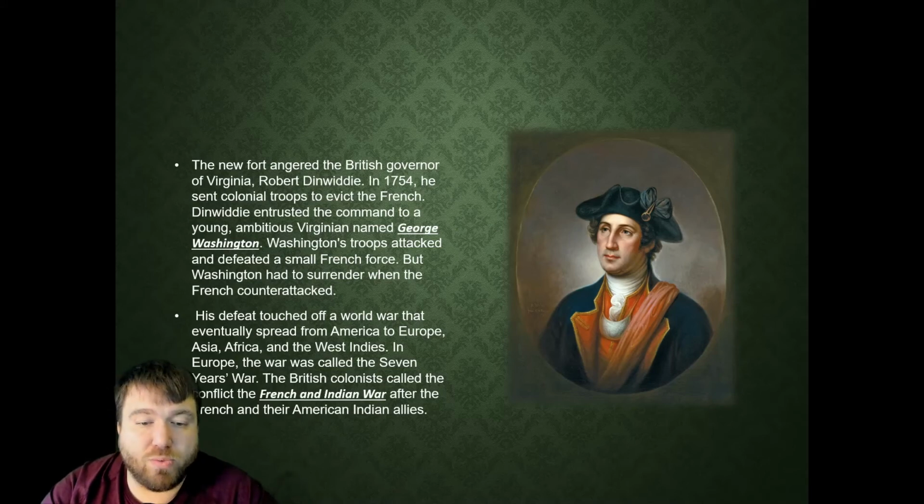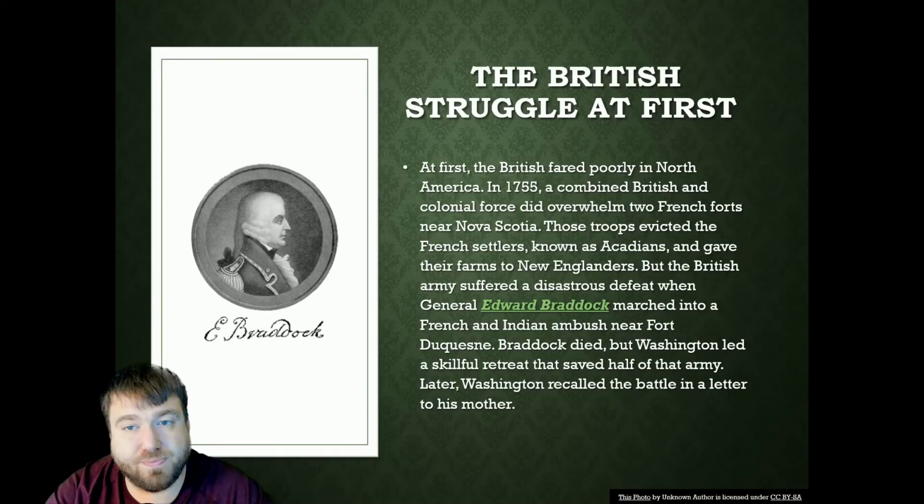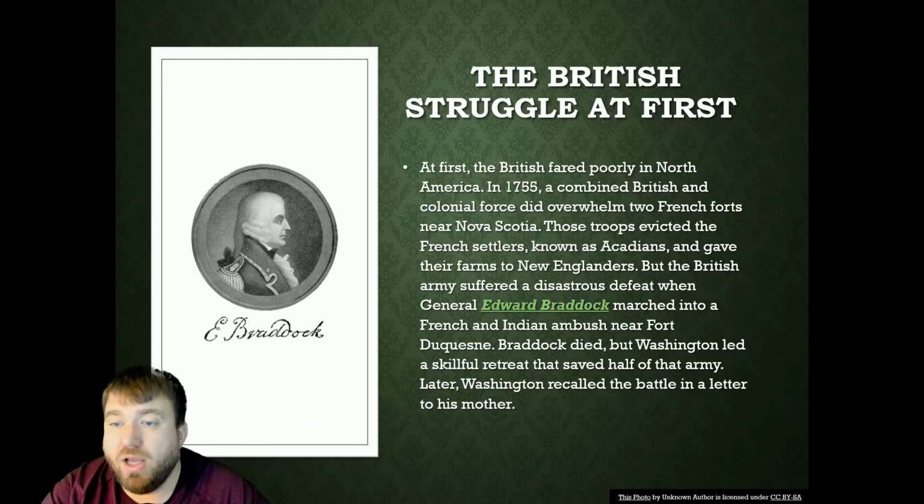In Europe, the war was called the Seven Years' War. The British colonists called the conflict the French and Indian War, after the French and their American Indian allies. The British struggled at first. At first, the British fared poorly in North America. In 1755, a combined British and colonial force did overwhelm two French forts near Nova Scotia. Those troops evicted the French settlers known as Acadians and gave their farms to New Englanders.